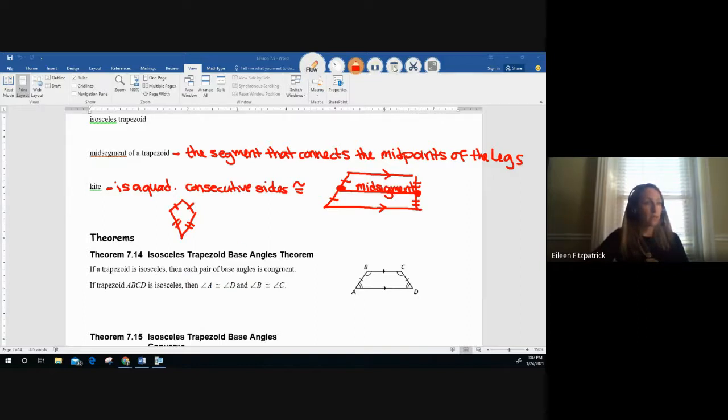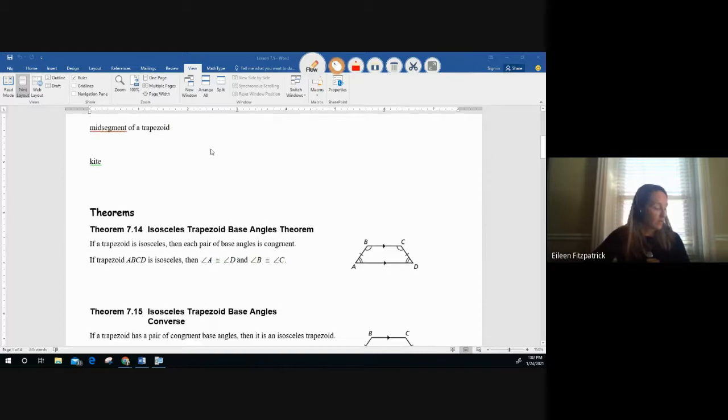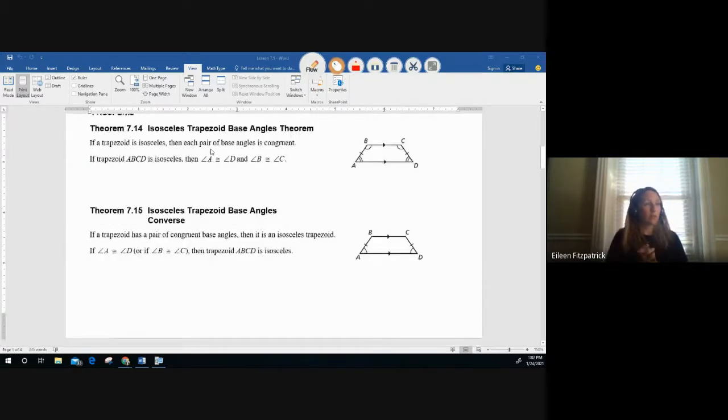All right. So we have some theorems. First is the isosceles trapezoid base angle theorem. So I explained that an isosceles trapezoid has two congruent legs. Well, if it's an isosceles trapezoid, then it also has congruent base angles, just like our isosceles triangle has congruent base angles. An isosceles trapezoid, these two base angles are going to be congruent to each other, and the pair of base angles down here will be congruent to each other if it is an isosceles trapezoid.